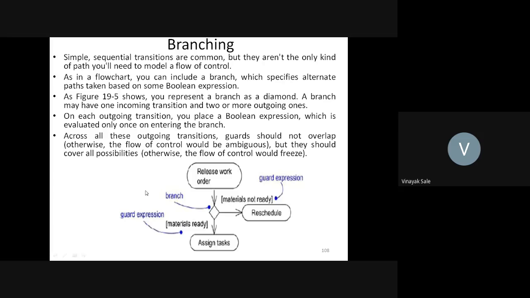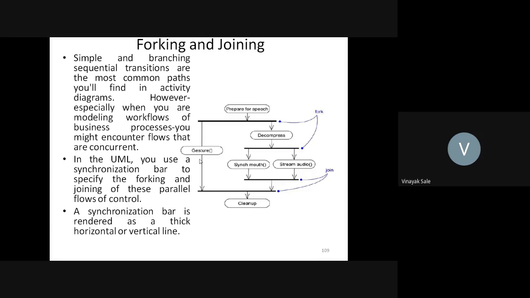So across all these outgoing transition guards, they should not overlap, otherwise the flow of control would be ambiguous, but they should cover all possibilities, otherwise the flow of control would freeze. So next condition, forking and joining.